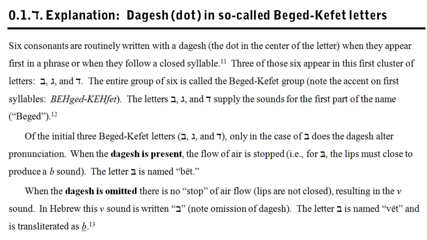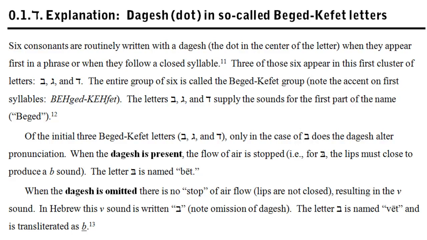We will meet the first of these 6 letters at this point, the first 3, namely Beit, Gimel, and Dalet. The entire group of 6 consonants goes by the shorthand name Beged Kefet, and this is basically an acrostic formed of the letters which qualify for this sort of dagesh: Beit, Gimel, Dalet, and then Kaf, Pe, and Tav. The last 3 we'll talk about later.